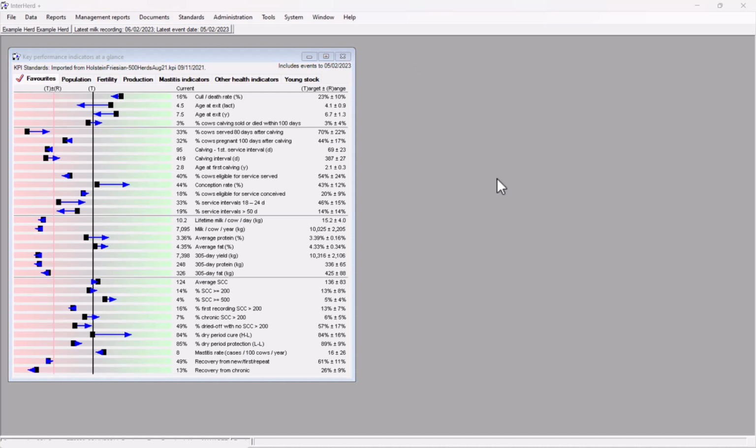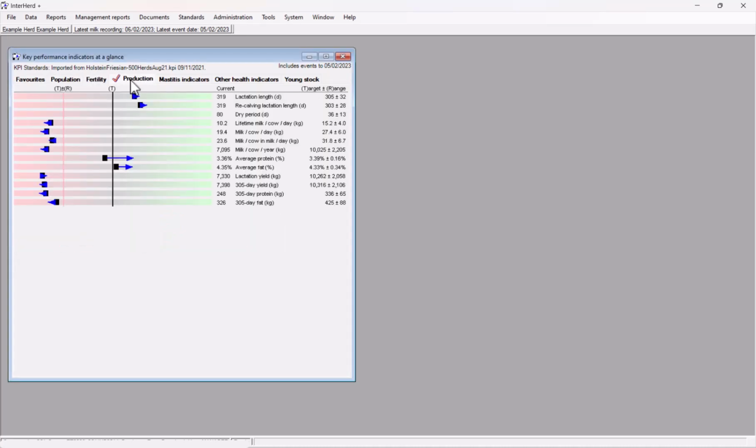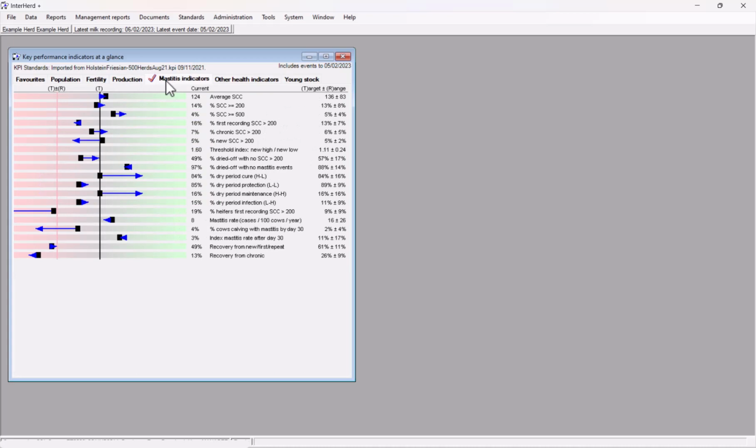The final feature I would like to point out are the other KPI tabs. These include population, fertility, production, status indicators, other health indicators and young stock.